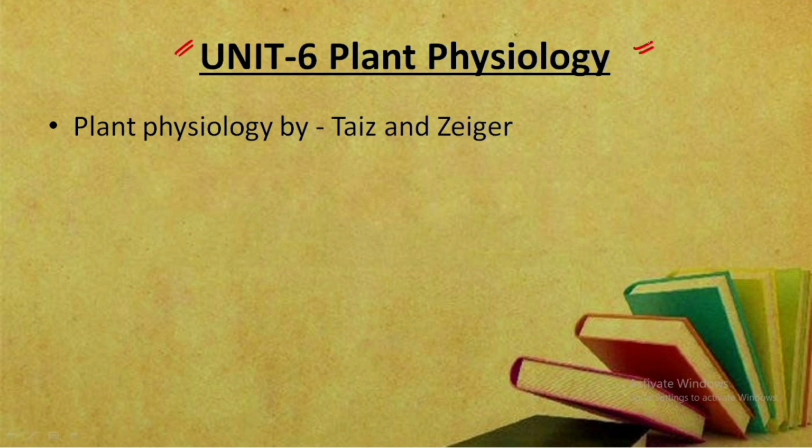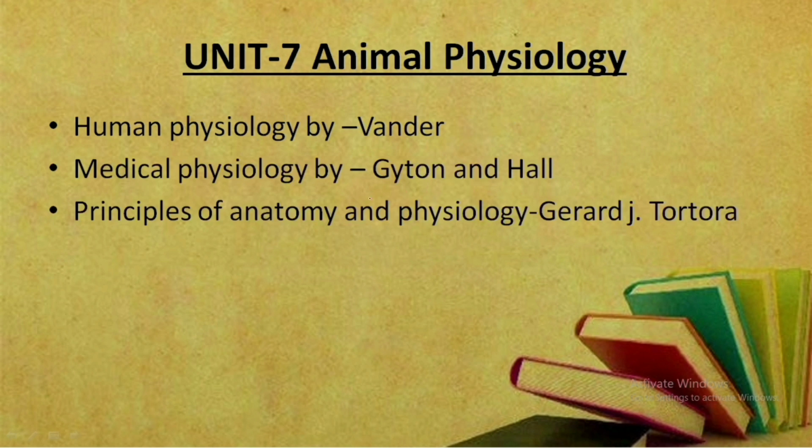So for plant physiology, the best book you could use is Taiz and Zeiger, and in addition to that, you can also use a book by V.K. Jain. It is also available in the market. If you are comfortable with foreign authors, you can go for this, but if you want a lighter note for the same, you can use the book by V.K. Jain also.